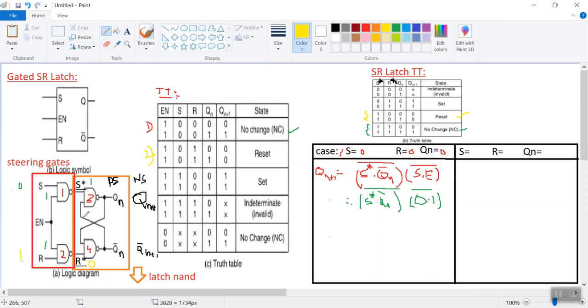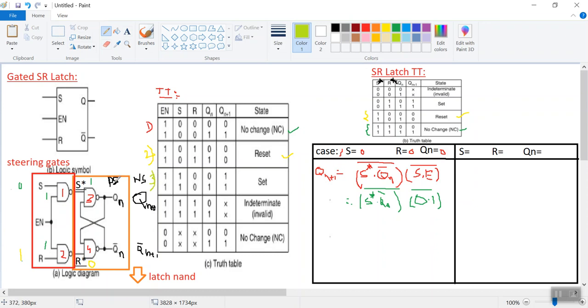Therefore, my two inputs for this SR latch using NAND gate are 1 and 0. Therefore, reset state is occurring. Directly I can say that reset state is my output for this particular gated SR latch. Now, I would like to move to the third case.